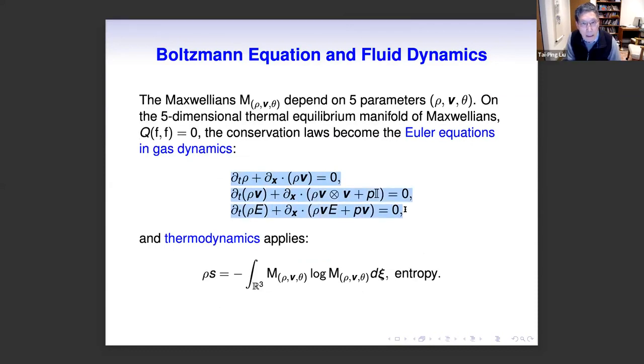And this is a determined system, it's a self-contained system. Okay, so this tells us that indeed near the equilibrium manifold, it should be fluid dynamical phenomena. And on the equilibrium manifold, one can define the classical entropy, so thermodynamics applies.